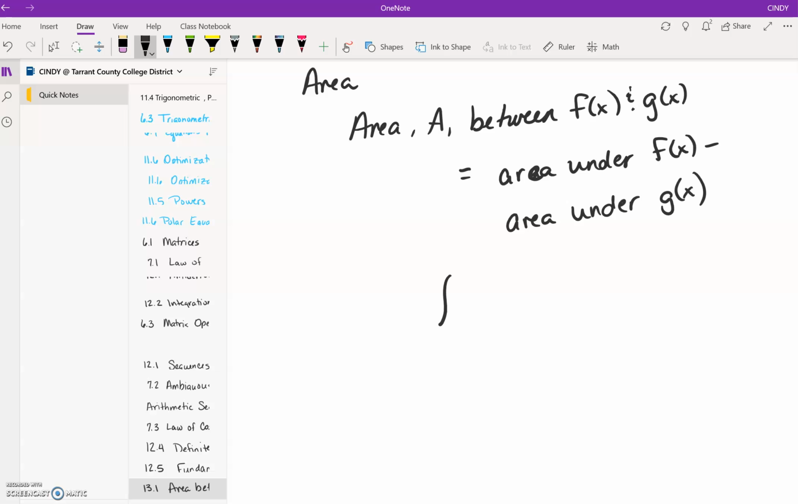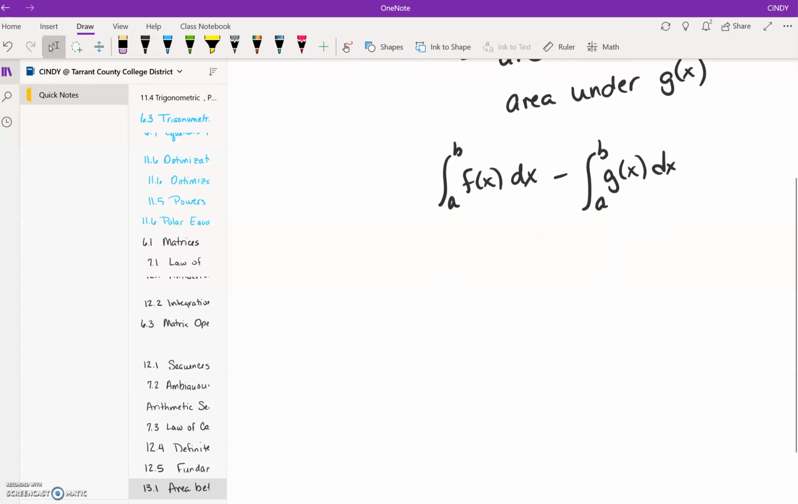So if I have the integral between a and b of f of x dx minus the integral from a to b of g of x dx. Okay, now let's see if we can put it into use.